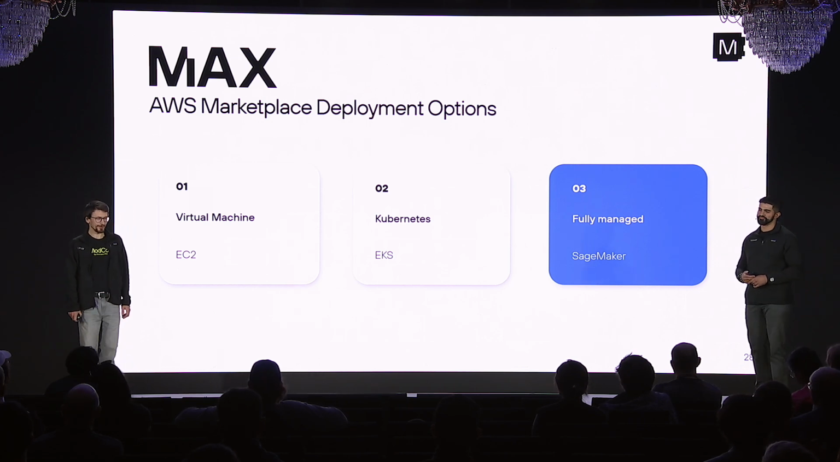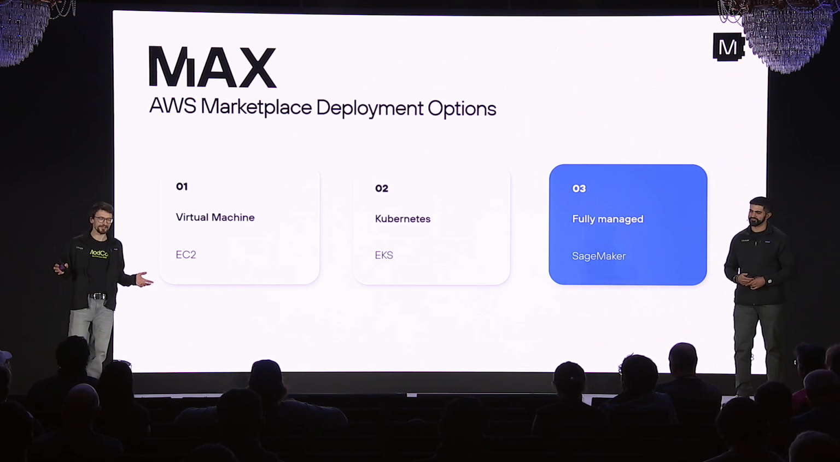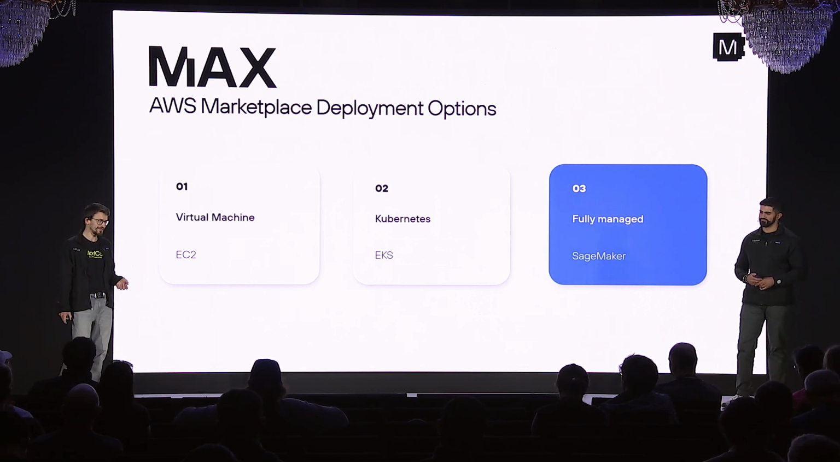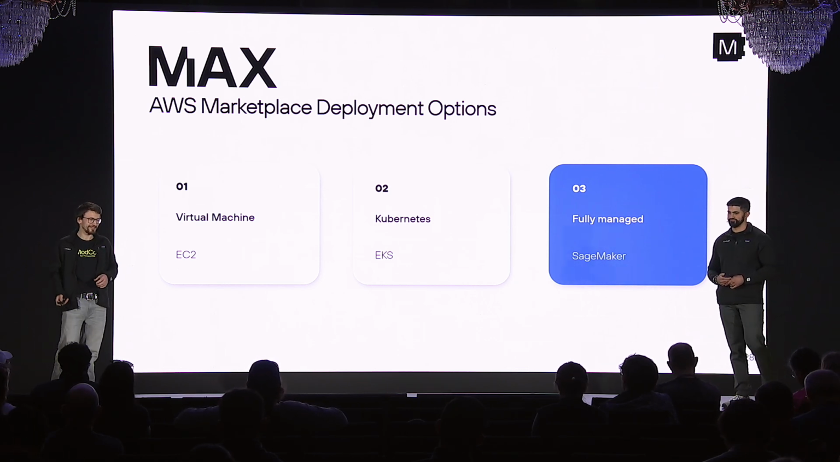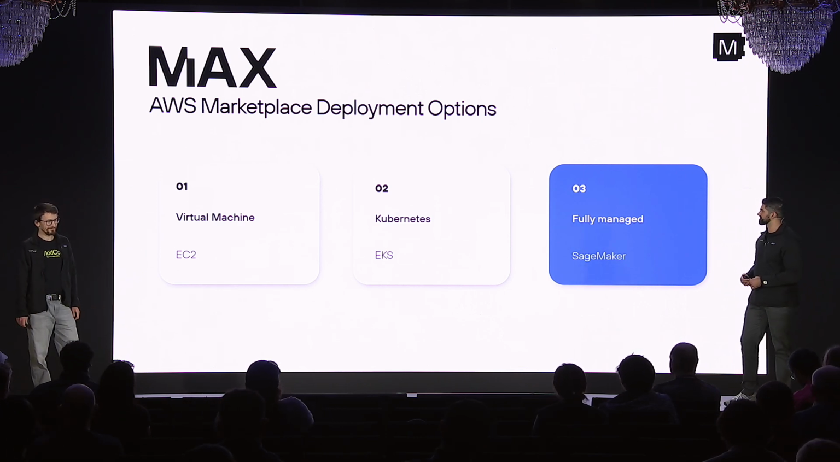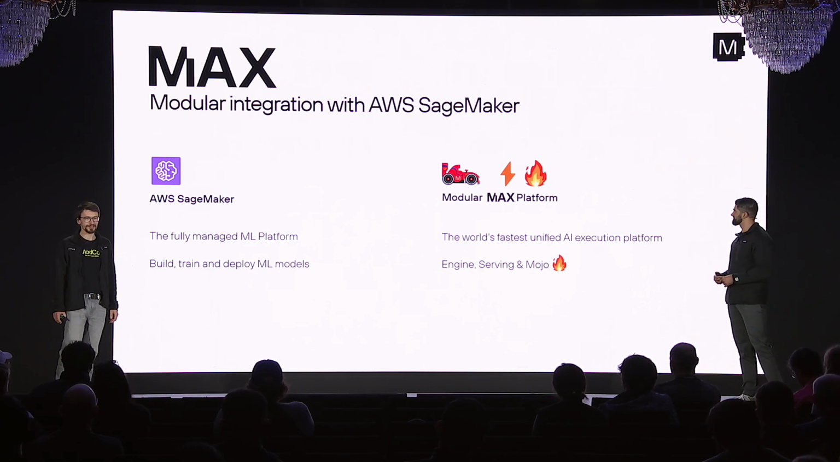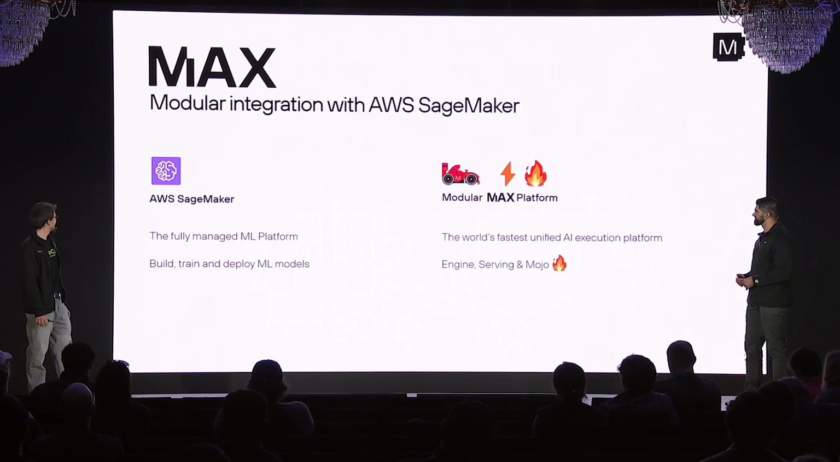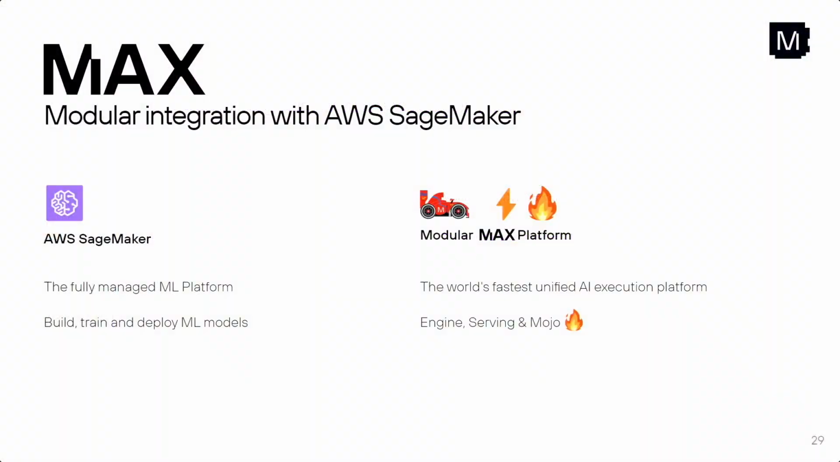One more topic I wanted to talk about is fully managed services. I personally love them. They make it easy to build and deploy applications. You use UI, API, code interface, click, click, and it's running in production. Good news. Modular supports integration with AWS SageMaker. For those who don't know, SageMaker is the fully managed machine learning platform by AWS. It helps you to build, train, and deploy machine learning models.